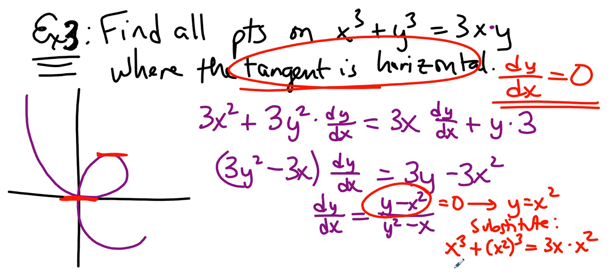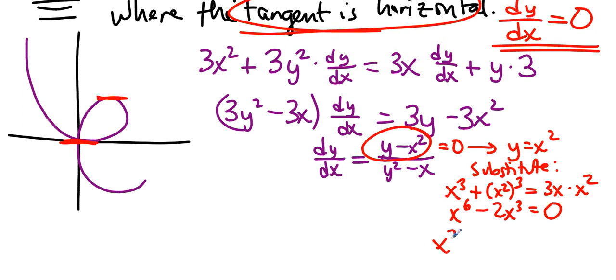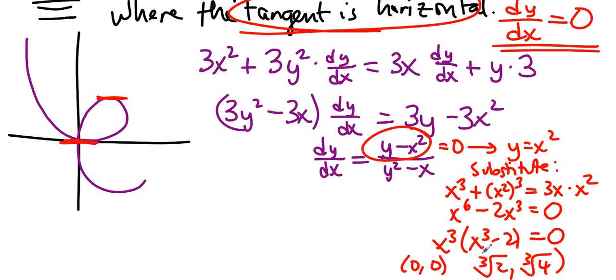And this happens to solve. You can confirm the algebra on your own, but this does indeed factor, and it gives us two solutions. This one gives us the point (0, 0) as a solution. This one gives us the point (cube root of 2, cube root of 4) as a solution, and we imagined that those would be the points anyway, so we're looking pretty good with that.